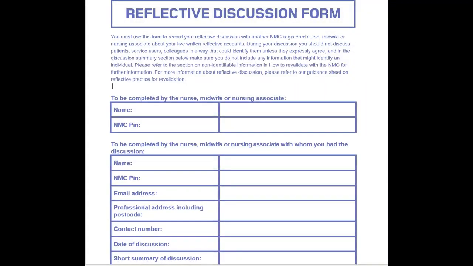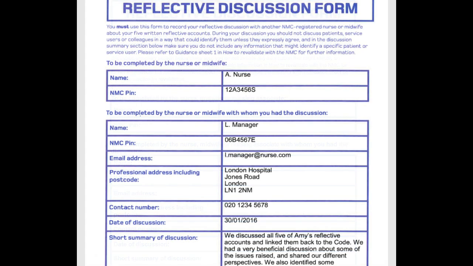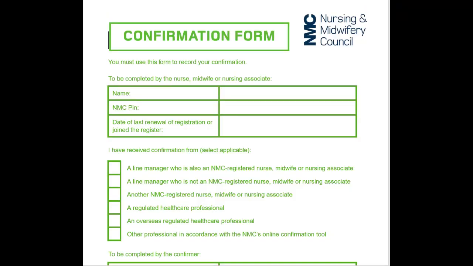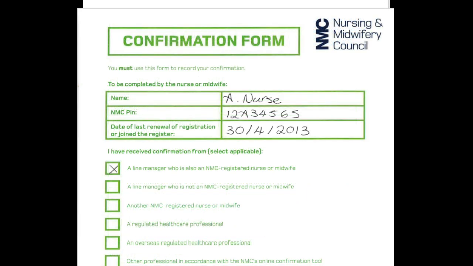The fifth form is the discussion form, where another NMC registered nurse will sign the form to confirm that you had a discussion about your reflections. This person is preferably your manager, and he or she can also sign the last form, which is the confirmation. They will have to sign the document to confirm that you have written correct information and that the NMC could contact them for verification purposes when needed.